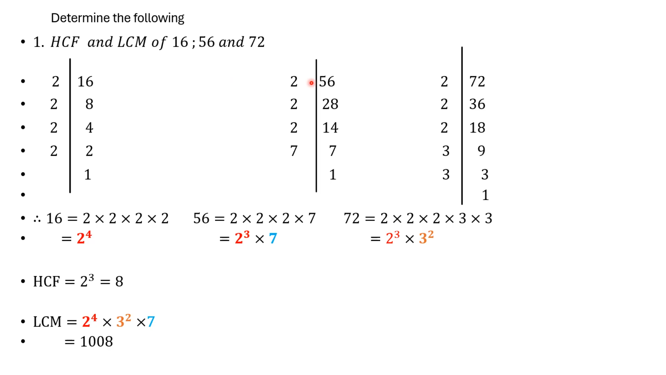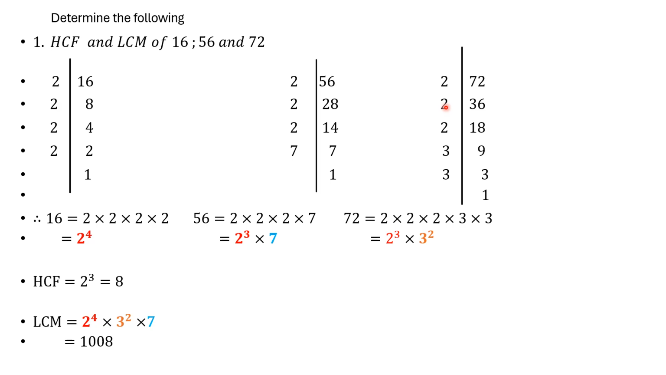2 goes in 56, so lowest prime number is 2. 56 divided by 2 gives me 28. 28 divided by 2 gives me 14. 14 divided by 2 gives me 7. 2 doesn't go in 7, 3 doesn't go in it, and 5 doesn't, so therefore we go to 7. 7 divided by 7 then gives me 1, so 56 equals 2 times 2 times 2 times 7, which is 2 cubed times 7.